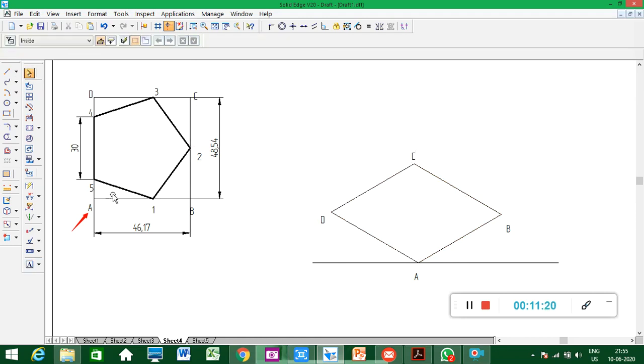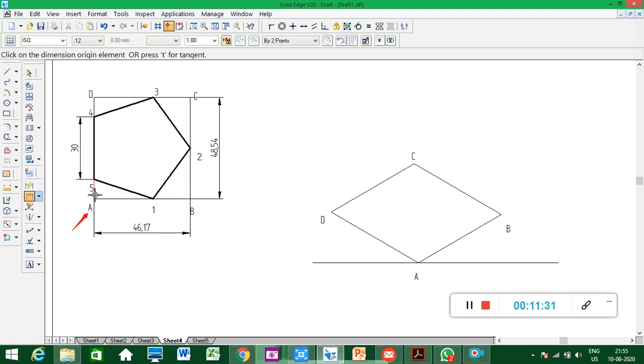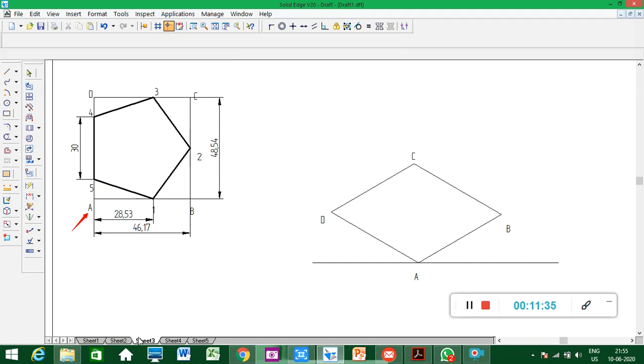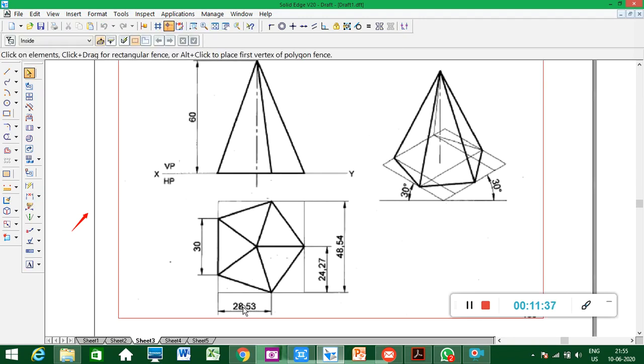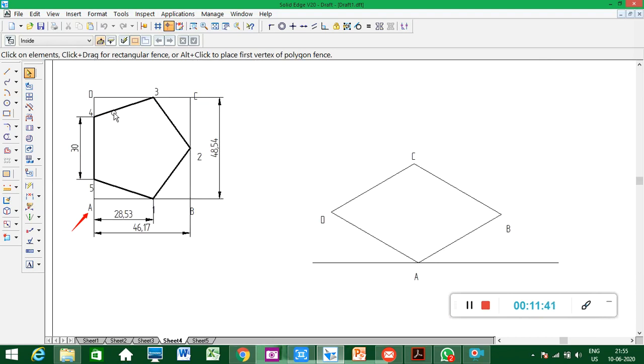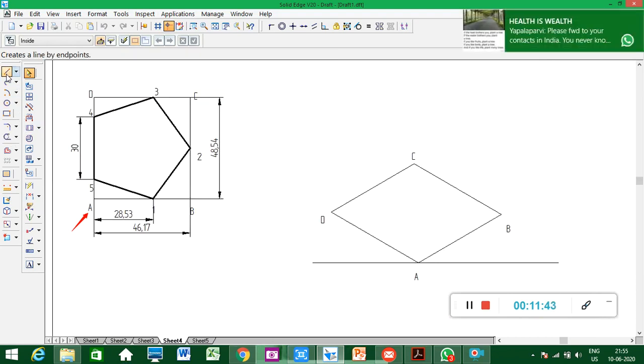Now I'll transfer these points. See, one is on one corner of this pentagon, and one is in between AB. So what is the distance from here? I'll measure it with the distance command, from here to this point. How much is it? 28.53. See, here in this figure you can see 28.53. Okay, 28.53, so I'll mark it here.